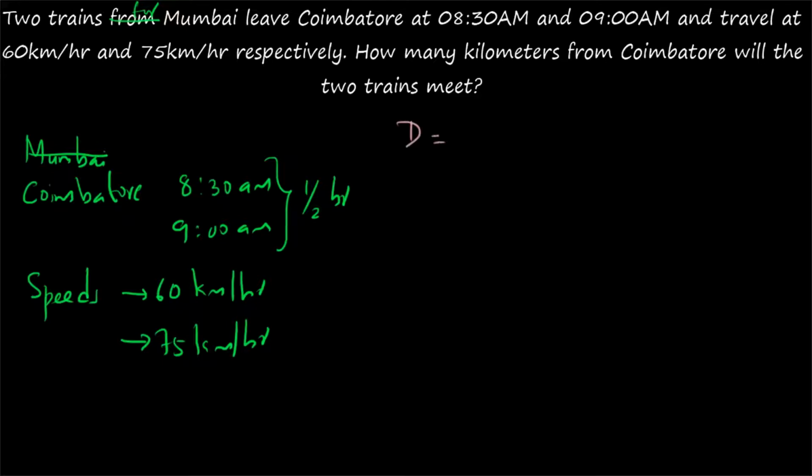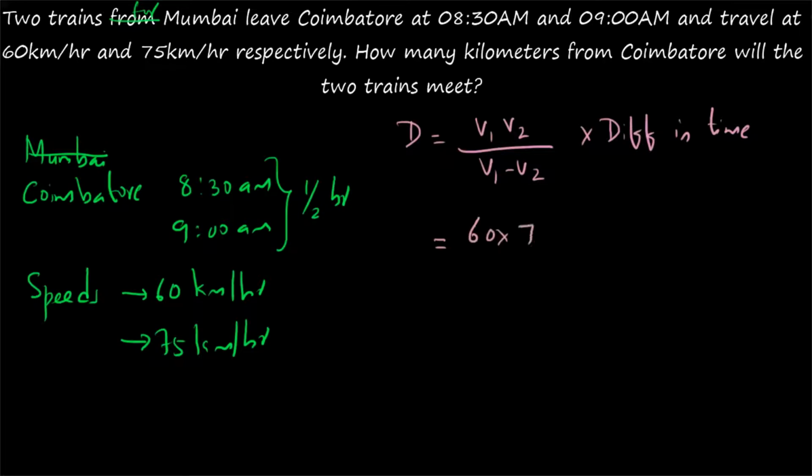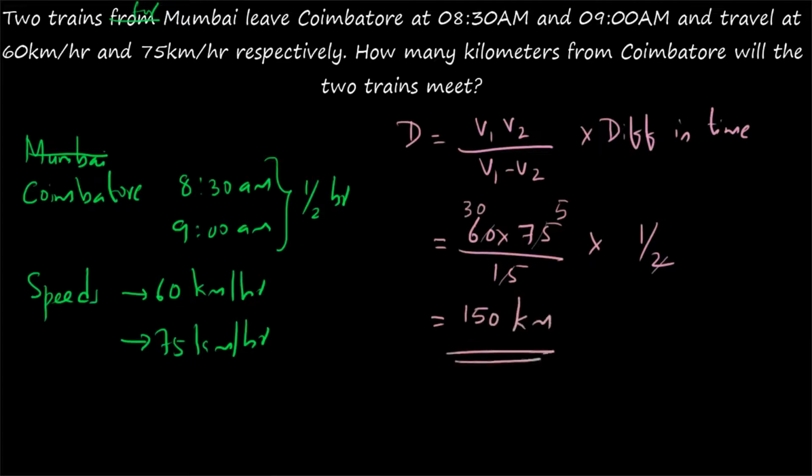Distance travelled will be equal to V1 V2 divided by V1 minus V2 into difference in time. So here V1 and V2 is 60 and 75. So 60 into 75 divided by V1 minus V2, which is 15, into difference in time, which is half. So 15 5s are 75 and here you can get 30. So 30 into 5 is equal to 150 kilometers. So 150 kilometers from Coimbatore, the two trains will meet.